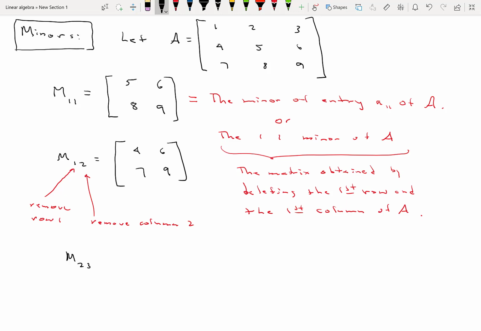If I want the 2, 3 minor of A, or using the terminology of your author, the minor of entry A2,3 of matrix capital A, you remove row 2, entries 4, 5, and 6, and column 3, entries 3, 6, and 9, to get the matrix whose entries are 1, 2, 7, and 8. Okay, so I hope that makes sense. I was making sure that I computed that right. Yeah, it looks pretty good.